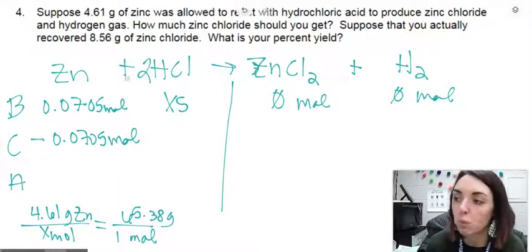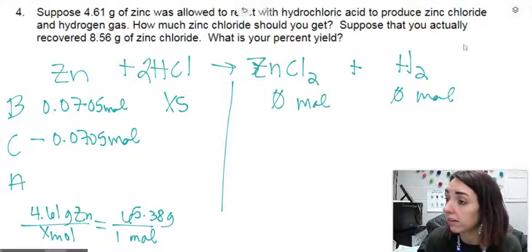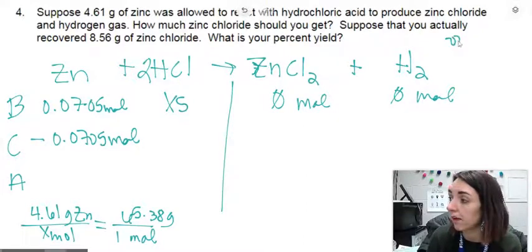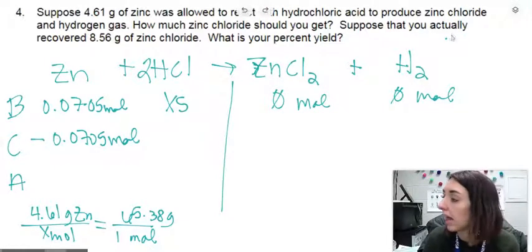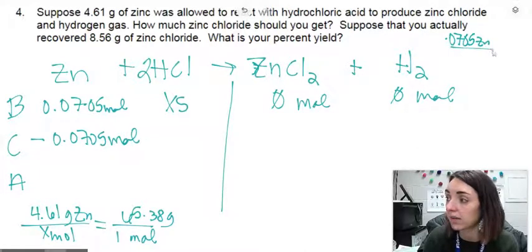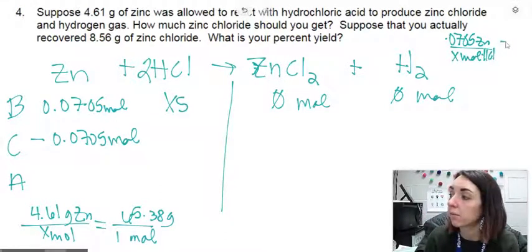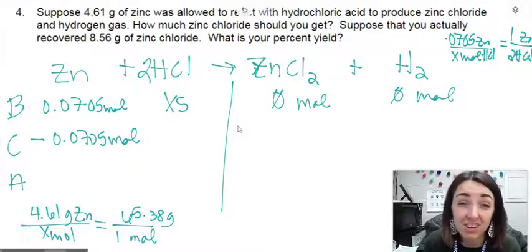I see I've got a 1 to 2 ratio here. So I'll do that over here. Got 0.0705 moles of zinc. And I'm looking for moles of HCl. I'm going to abbreviate my work a little bit because I'm running out of room. Just squish it in here. And I know it's 2 HCl's for every 1 zinc. And again, that's from my balanced equation.